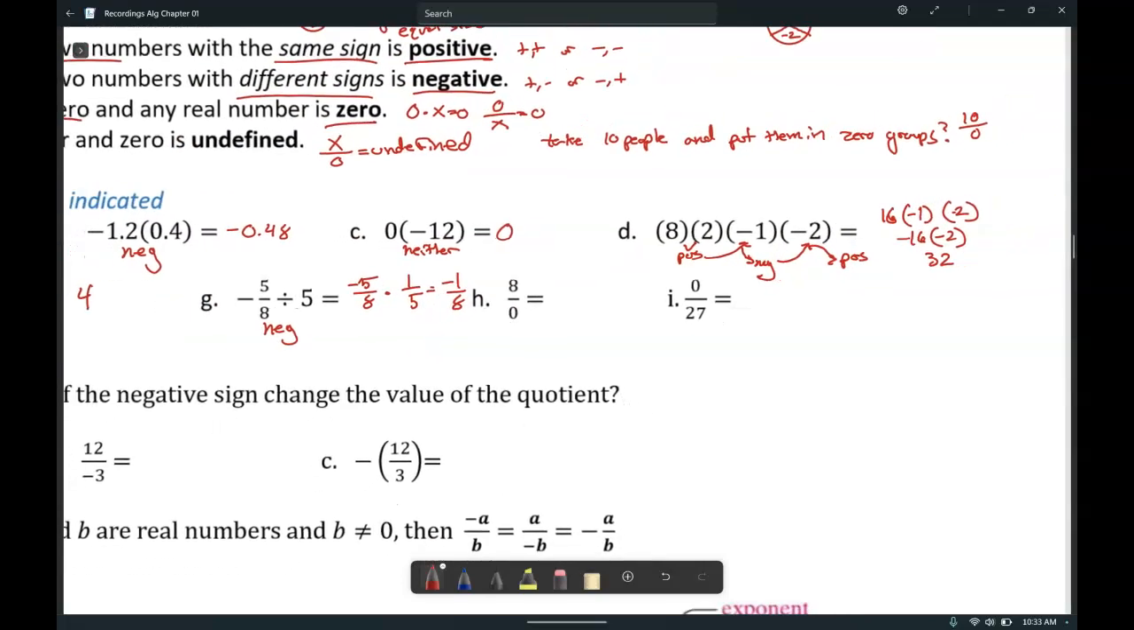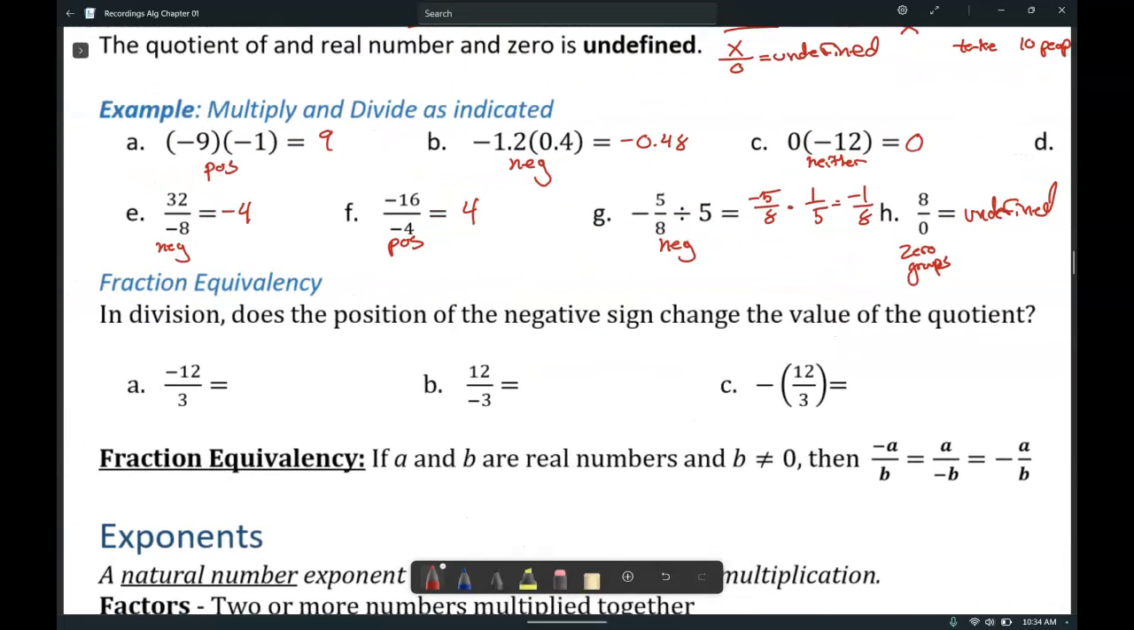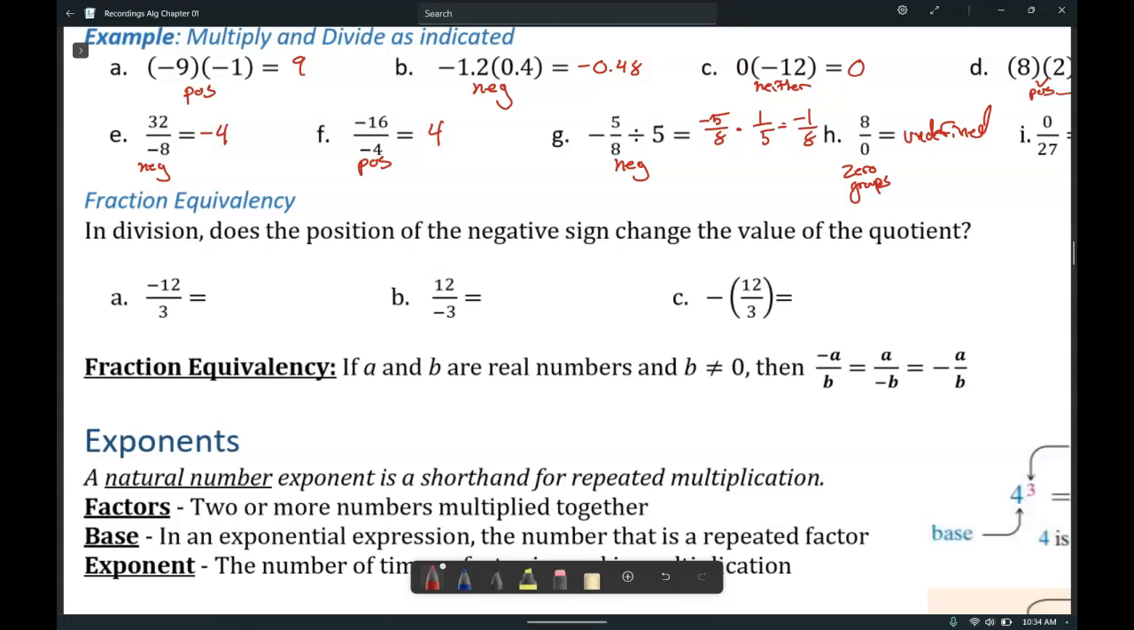Negative 1. We're dividing by 0, so I want you to take this 8 and split it up into no groups. Put them in no groups. No groups of 0, okay, into 0 groups. So it's going to be undefined. But 0 divided by 27 is just going to be 0. Split 0 up into 27 groups. How much will be in each of those groups? Nothing. We have 0.